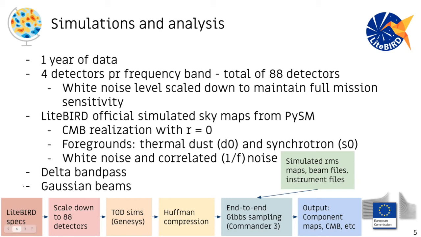So what I do in my analysis is that I first take the LiteBIRD specifications and scale them down to 88 detectors. I then generate my time-ordered data simulations with Genesis. I Huffman compress them. And together with my simulated RMS maps, beam files and instrument files, I put it all together into Commander and do the end-to-end Gibbs sampling, as you've heard of already today. I won't go into all the details there. As an output, I get component maps, that is foreground maps, for instance, and CMB maps. From the CMB, I then make power spectra and can then estimate r.